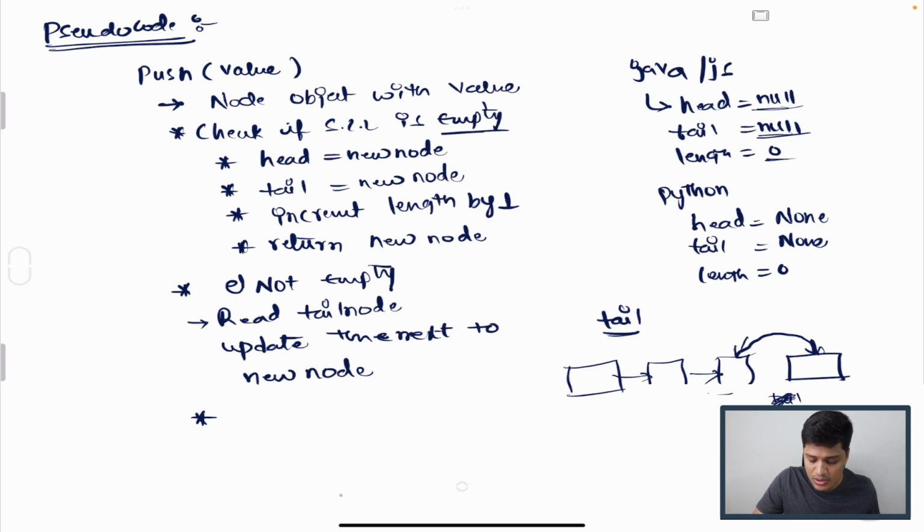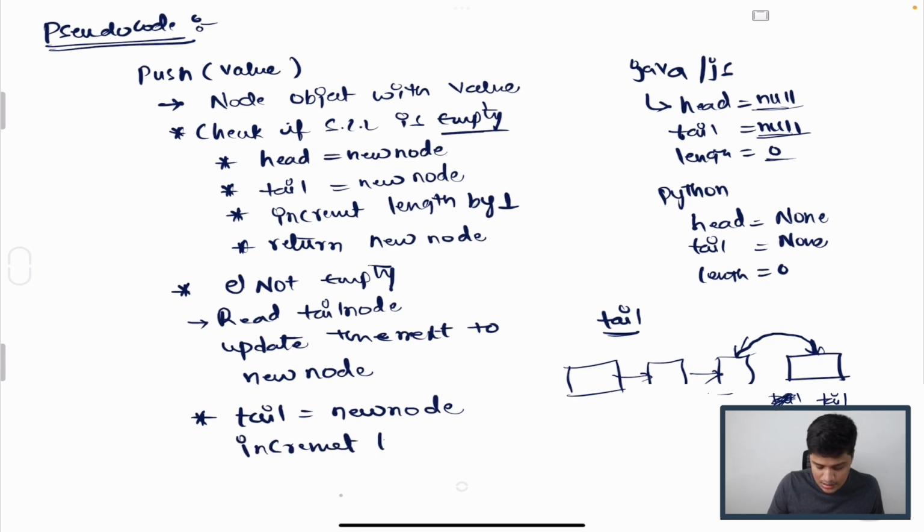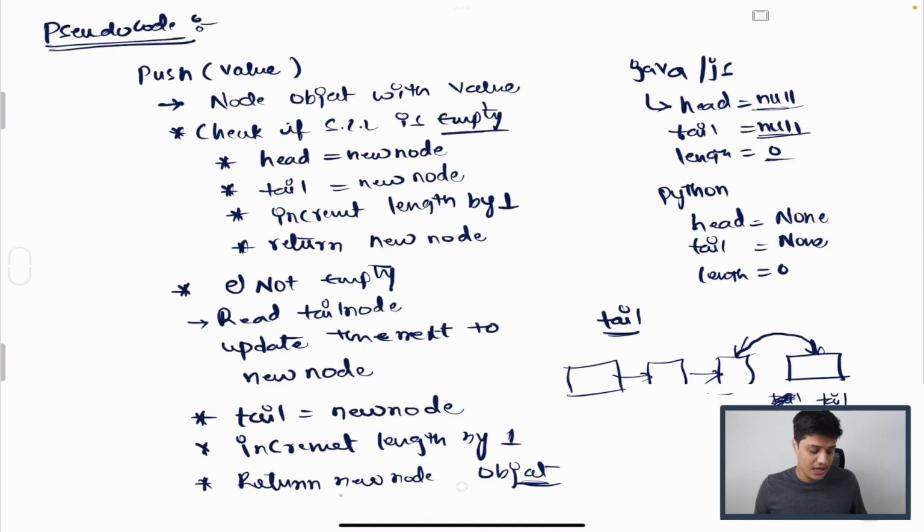So the tail node should be updated to the very last node we have in the singly linked list. To do that, we will simply update the tail node to the new node object that we have added. Similarly, in this case also, we have to increment the length by 1. In the end, we will simply return the new node object. Okay, so this is the pseudocode for implementing the push functionality on a singly linked list.